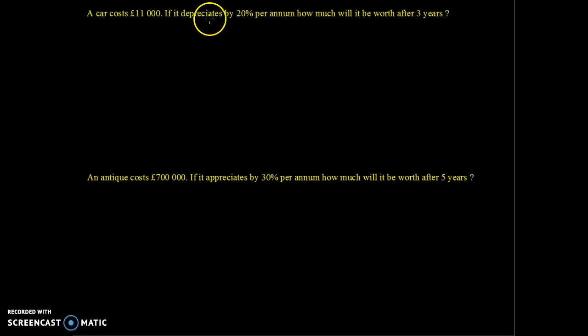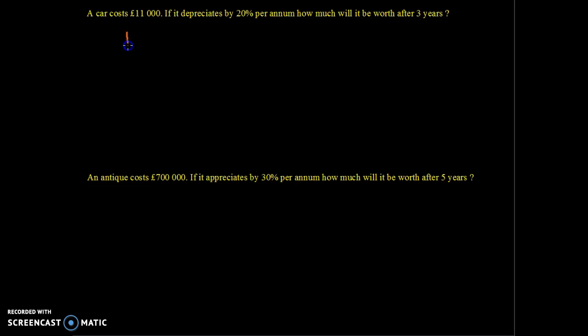Now I'll let you read this example before we start. So we've got a car costing £11,000 and it's going to depreciate 20% per year, per annum. How much is it worth after 3 years? So we're going to do this the quick way, not the long way. Now, if you're unfamiliar with the quick way, it'd be good to watch my compound interest video to see the quick way. So let's do the quick way here.